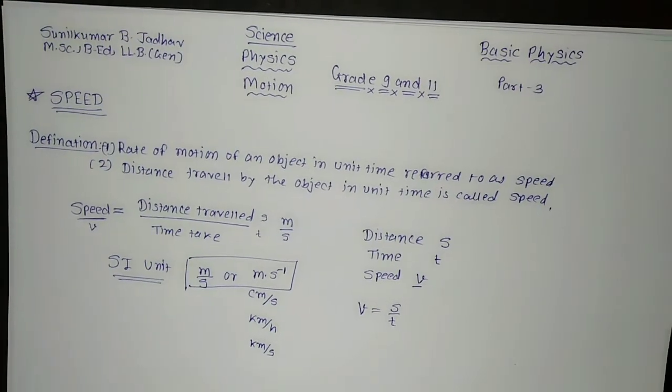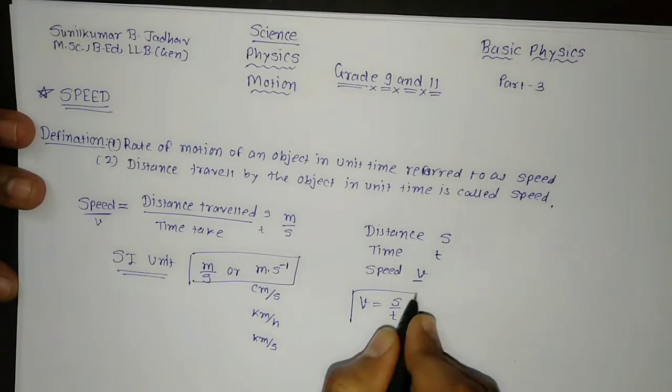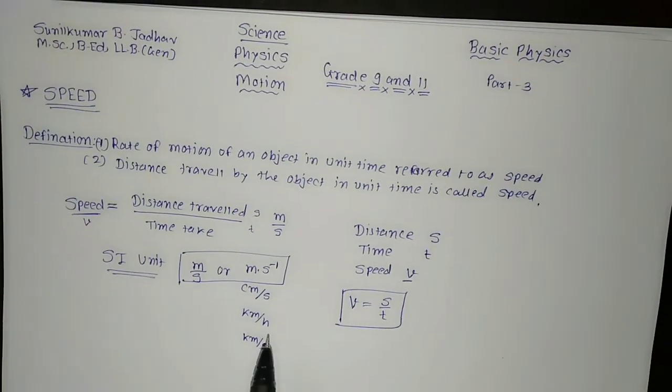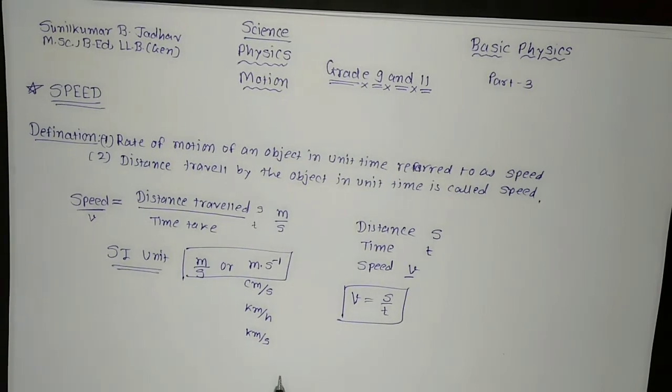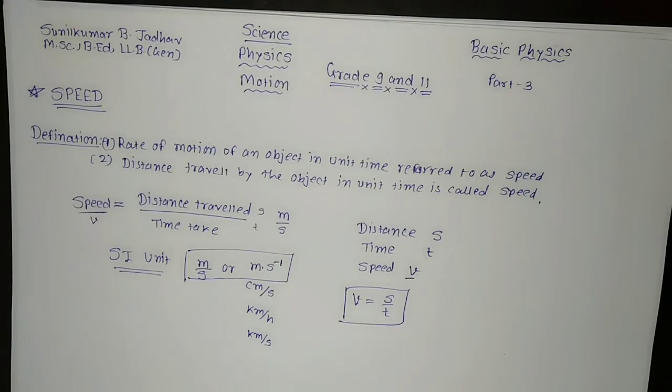So this is what speed is. Speed is equal to distance upon time. V is equal to S upon T, and its SI unit is meter per second. Its other units are centimeter per second, kilometer per hour, kilometer per second, and so on. So this is how we can describe speed.